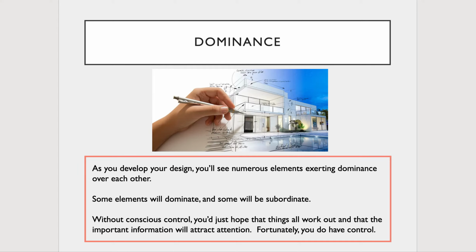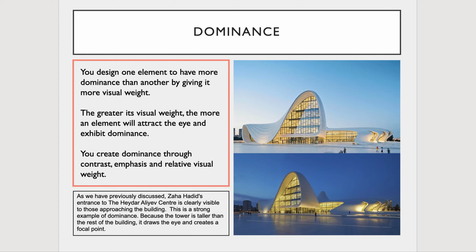So as you start to develop your design, you're going to see elements starting to exert dominance over each other. Some will dominate, some will be subordinate. And unless you're controlling it consciously, you're just kind of hoping that it all works out. The good thing is you do have control. For example, if you design one element to have more dominance than another by giving it more visual weight, it will stand out. The greater the visual weight, the more the element is going to attract the eye, therefore exhibit dominance. You create dominance through contrast, emphasis, and relative visual weight.